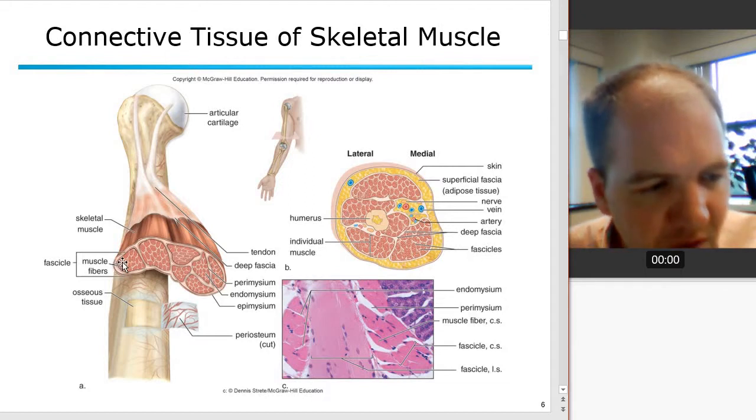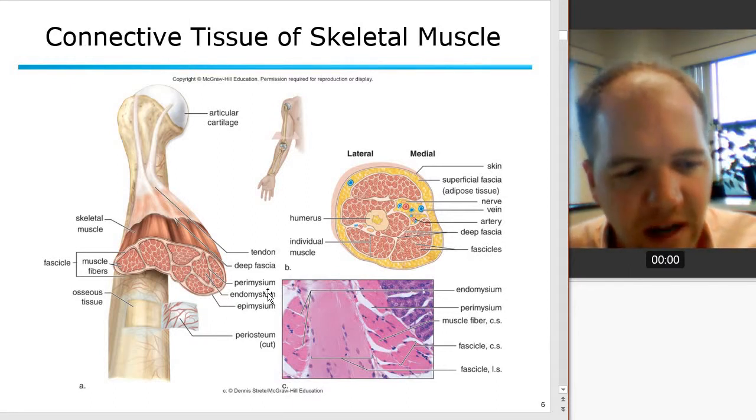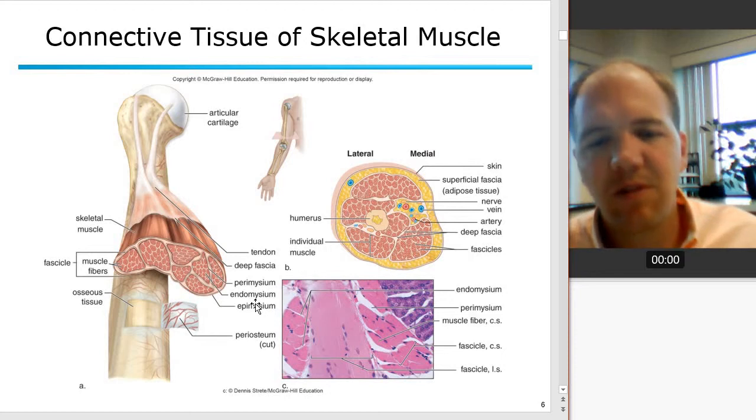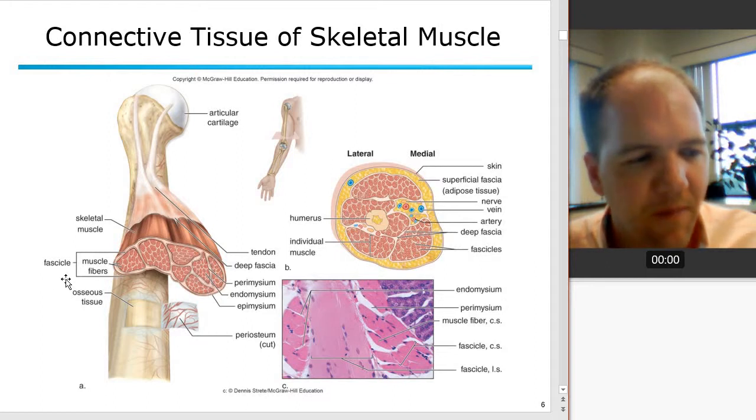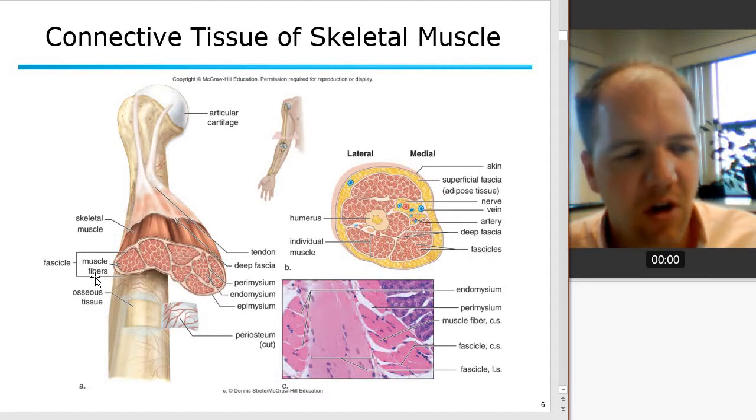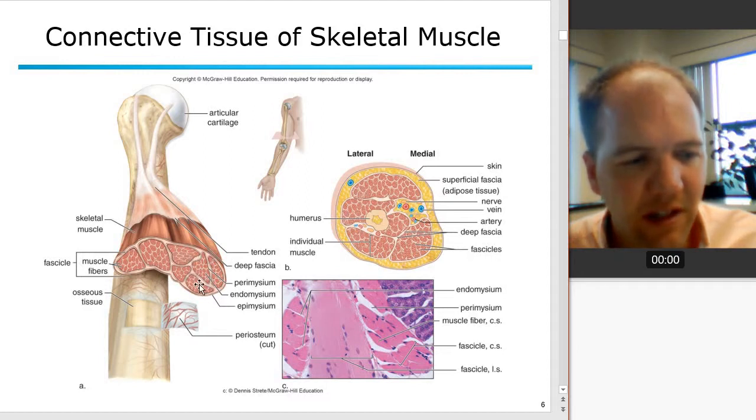Around each individual muscle cell, that's where we find the endomysium. Endo, again, inside the muscle. So endomysium is a connective tissue covering around each individual muscle fiber in the body. Now these muscle fibers are bundled together in groups, and we call these groups fascicles. A group of muscle fibers bound together is called a fascicle. And guess what? Each fascicle has a connective tissue covering around it, and that's called the perimysium. So it's around groups of muscle fibers.